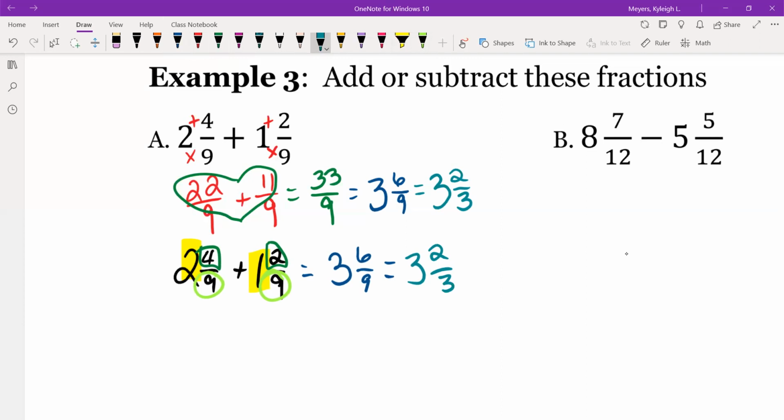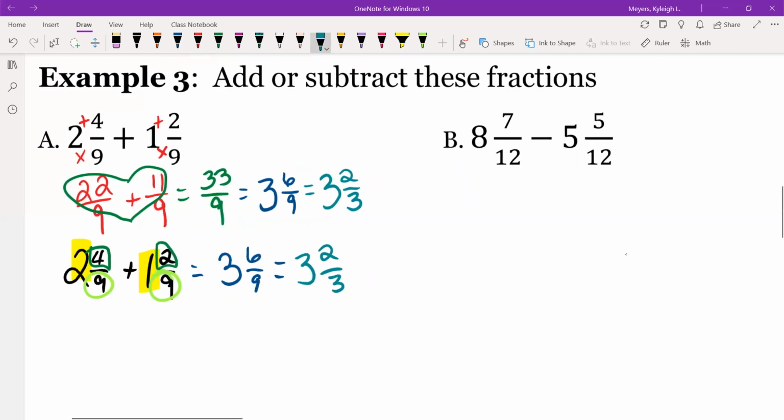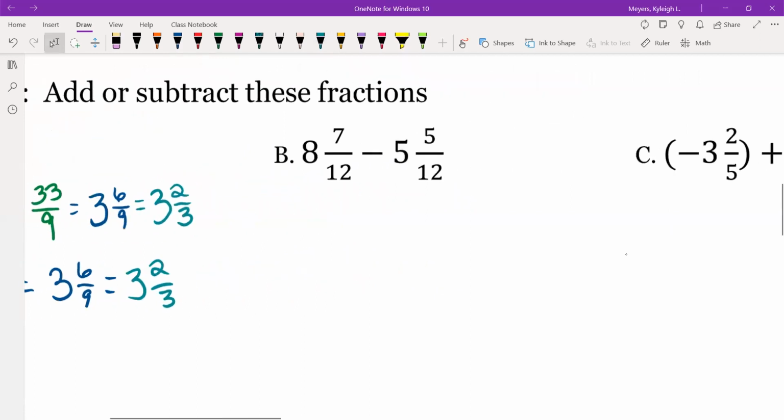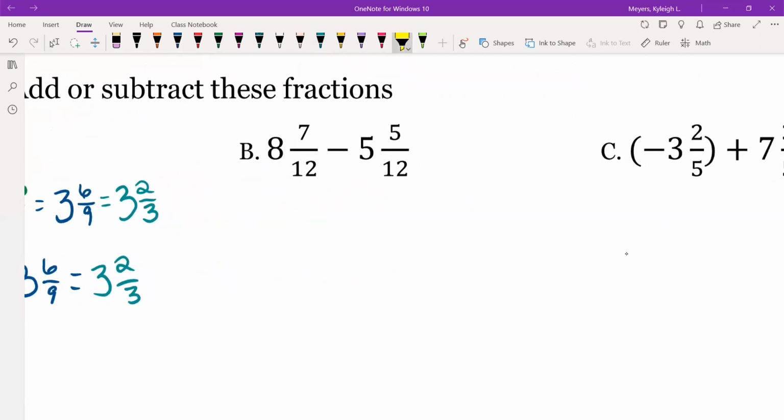Okay, so for these next 2 examples, I'm going to do one more with you, and then I'm going to have you do C on your own. Okay, and I'm just going to do it the bottom way. Because I know they're common denominators, I'm just going to do my whole numbers. 8 minus 5 is 3. And then what's 7 minus 5? 7 minus 5 is 2 over 12. Can we simplify 2 and 12? You have to divide them both by 2, right? So we'd get 3 1/6.